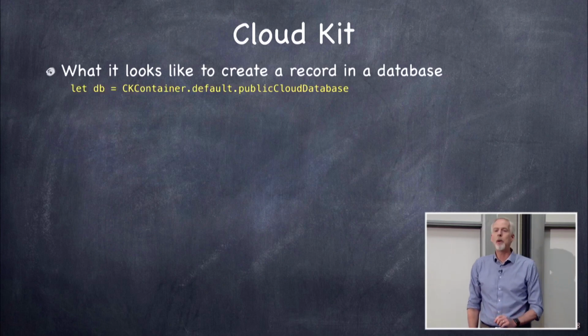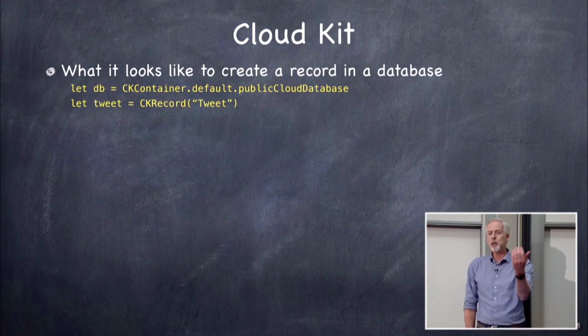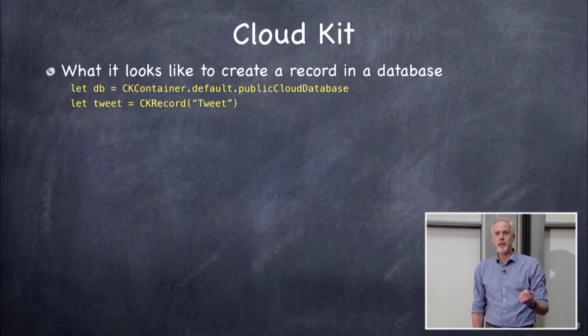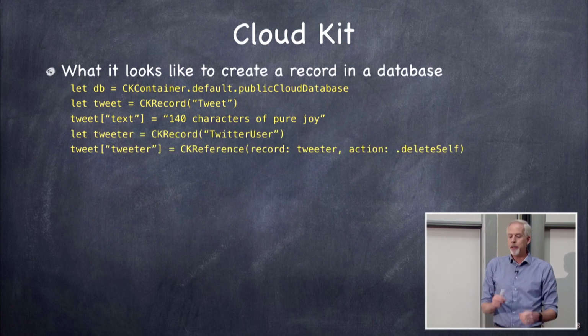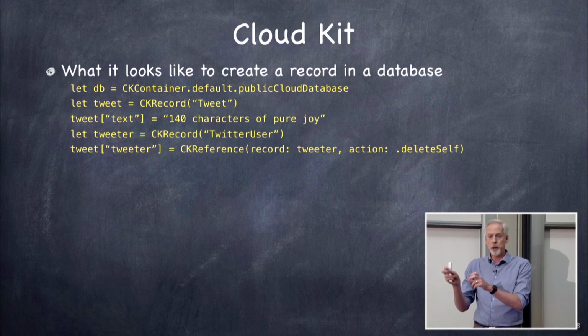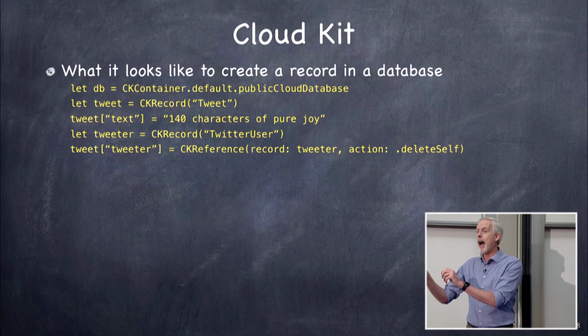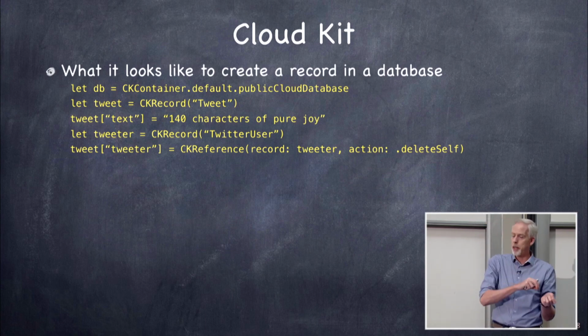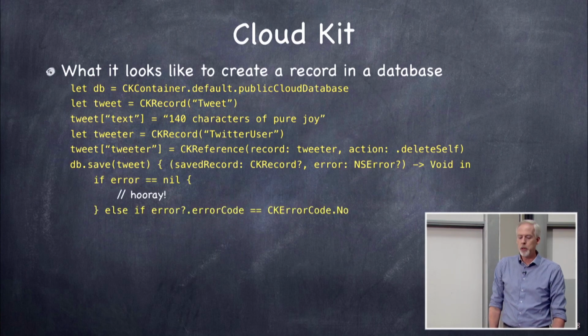You're going to see it doesn't look quite as nice as Core Data. So you have to get a database. Usually you're going to use the public or private cloud database. Then to create a tweet, you say CKRecord. CK is CloudKit. CKRecord with the name Tweet, which would automatically add that table to the database if it didn't exist. Then you're going to say tweet["text"] equals the text. And then to have a tweeter, you say CKRecord TwitterUser and then say tweet["tweeter"] equals CKReference to record tweeter, with the action to delete this thing if the thing it's in gets deleted. So you see it's more verbose and doesn't look like Swift.